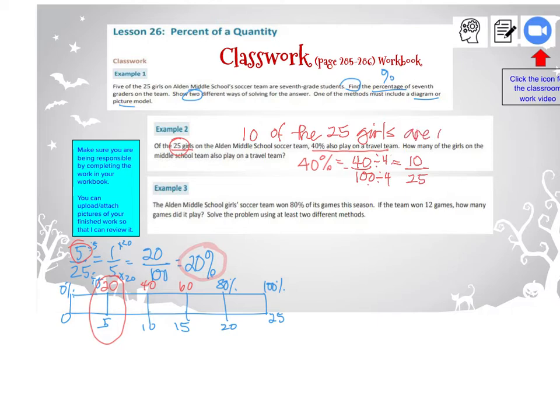Are on the travel team. That's not my best sentence, but that's our final answer. 10. Okay.